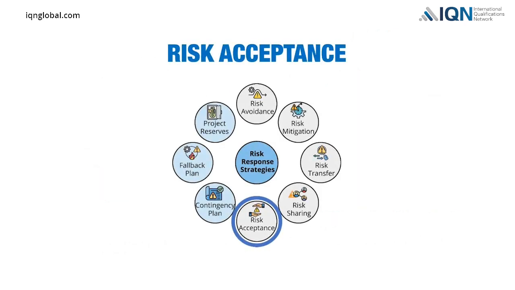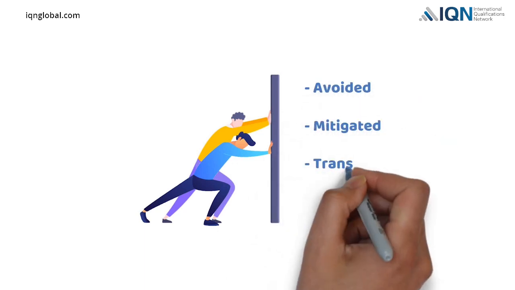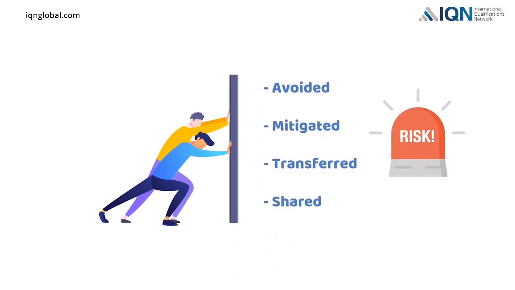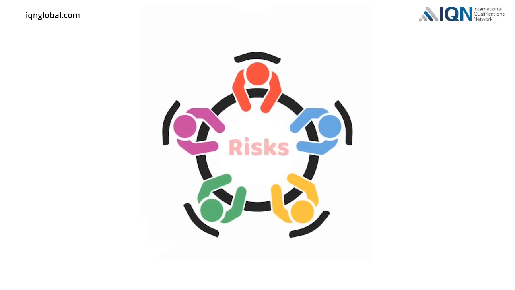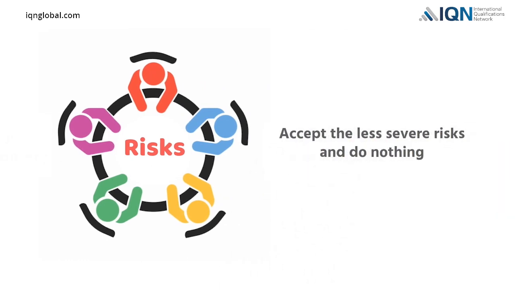Risk acceptance. Even when the project team has avoided, mitigated, transferred, and shared most of the project risks, there could still be some risks that remain. These are known as residual risks. The project team accepts residual risks. The project team may also accept risks that have a low probability of occurring or low impact on the project if they occur. The project team can choose to accept the less severe risks and do nothing.